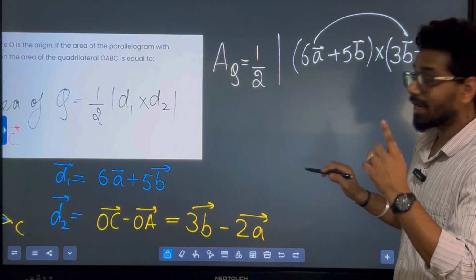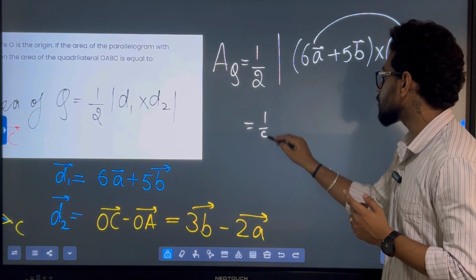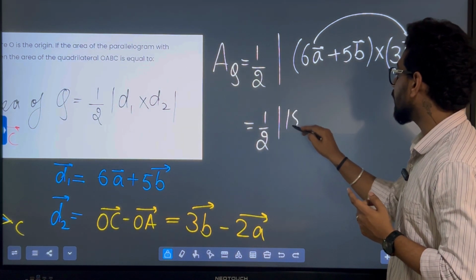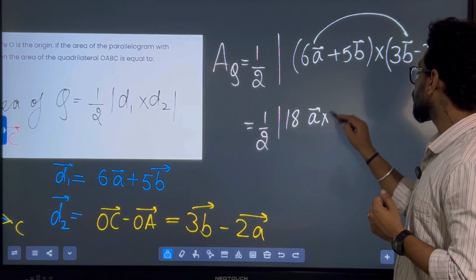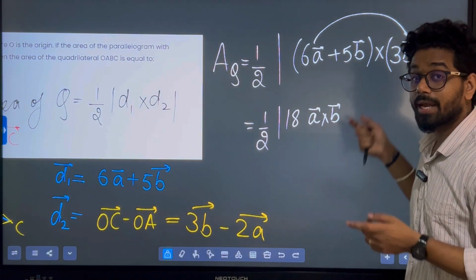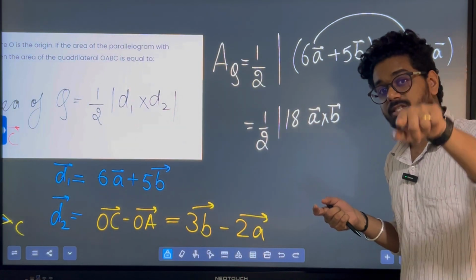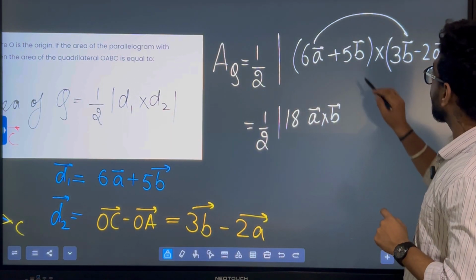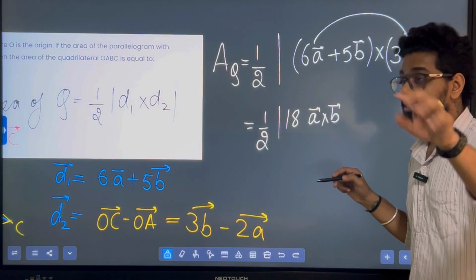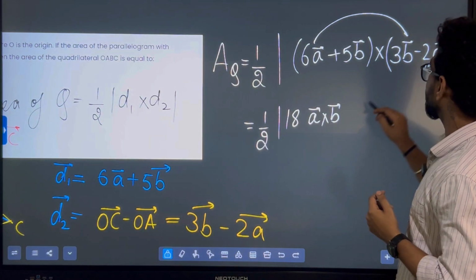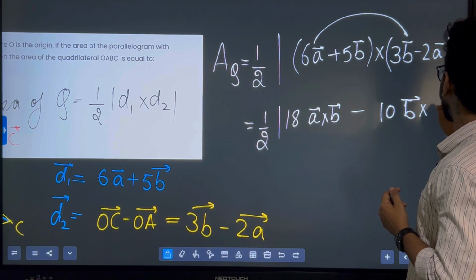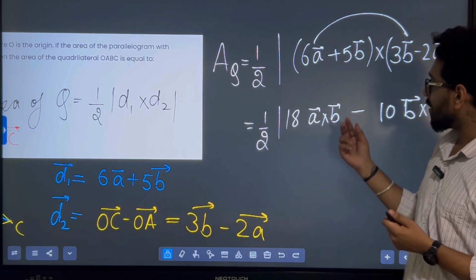So 6 into 3 is 18. So the area of the quadrilateral is the magnitude of, now inside, 6a cross 3b is 18 a cross b. Alright, now 6a cross minus 2a, taking a cross product with itself is 0, always keep in mind. Now 5b cross 3b, taking a cross product with itself is 0, so 5b cross minus 2a, so minus 5 into 2, 10, b cross a.